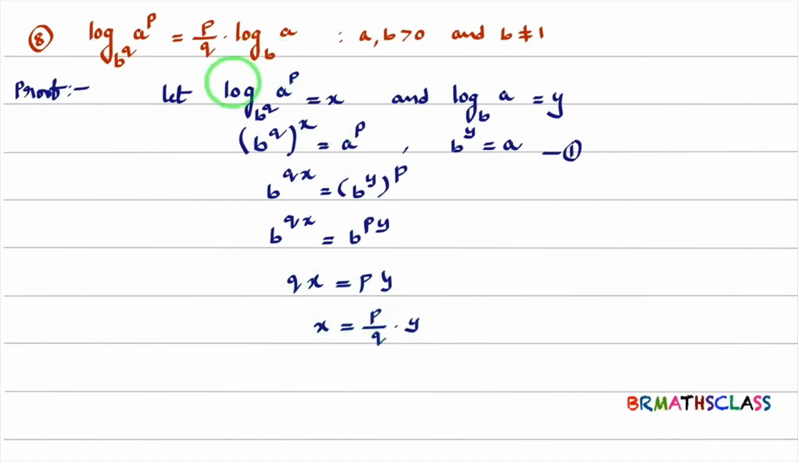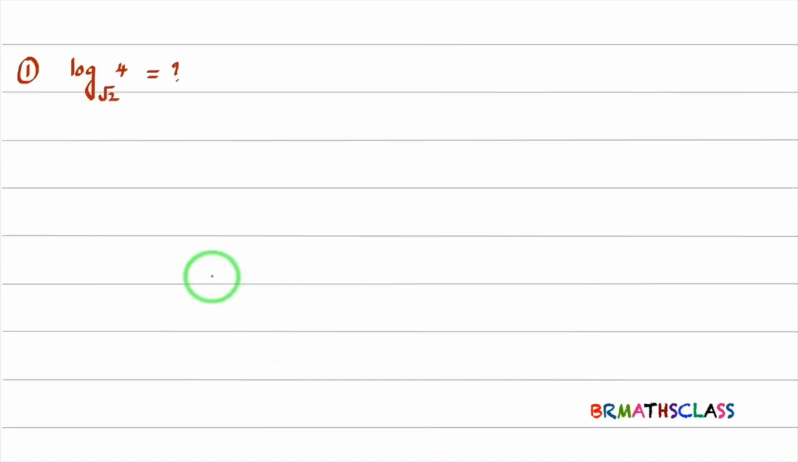What is x? Look here. x is logarithm of a power p base b power q, equal to p by q into, what is y? We considered log a base b as y. So finally, what did we prove? We proved that logarithm of a power p base b power q equals p by q into log a base b. Till now in this chapter we learned the definition of logarithm and the proofs of 8 properties.